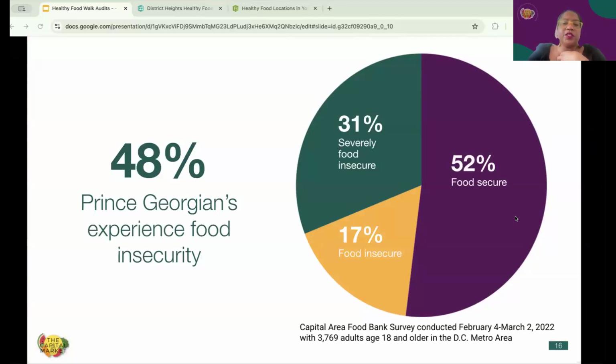Nearly 1 in 2 Prince Georgians experience some form of food insecurity, making it a key area of concern in a region where more than 1 in 3 people, nearly 1.5 million people, didn't always know where their next meal would come from, right? And this is through the Capital Area Food Bank's 2024 Hunger Report.